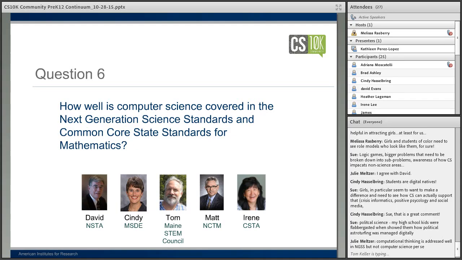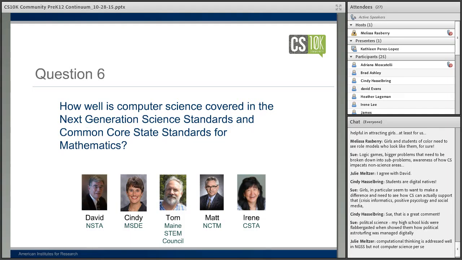So Irene, could you talk a little bit about the CSTA standards? Sure. So computer science and computational thinking are embedded throughout the CSTA standards, as they should be. One point I want to make, when we talk about computational thinking, I define it as the human ability to formulate problems so that their solutions can be represented as computational steps or algorithms to be carried out by a computer.